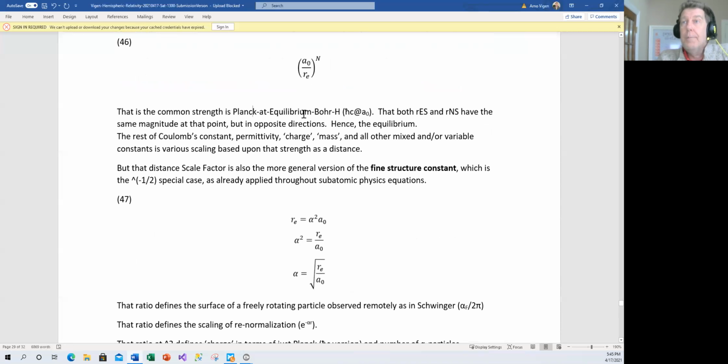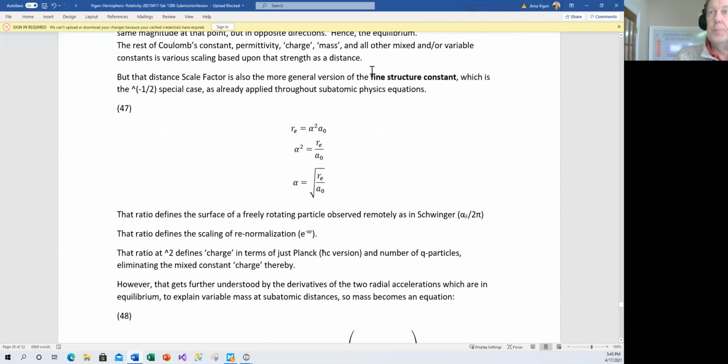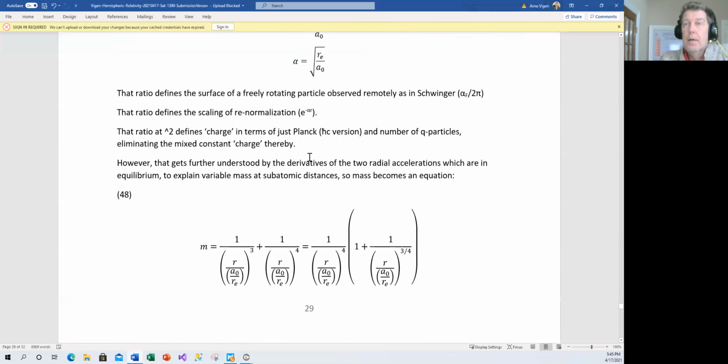the common strength is H hat C at AO. Planck is at a particular distance. The strength of the system, of the interaction, changes based upon distance. Depending on which type you're talking about, is whether that's a squared, a cubed, a fourth, or some relationship N. So that there's a special name for that that's called the fine structure constant, but that is just the root, the minus 2 1/2 root of that.